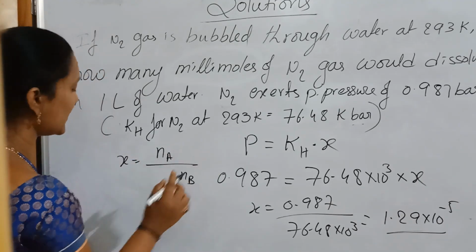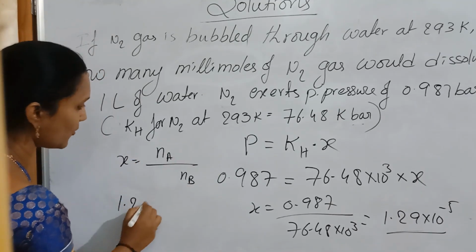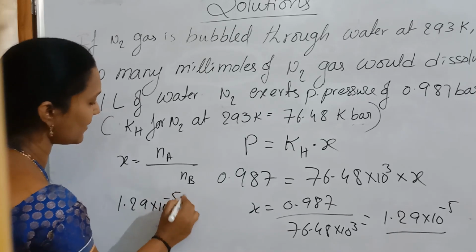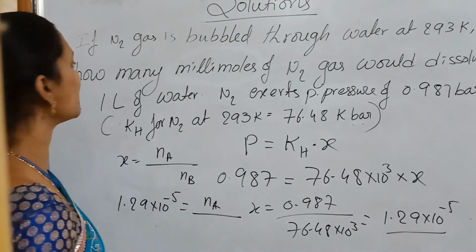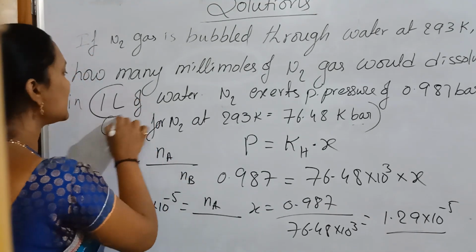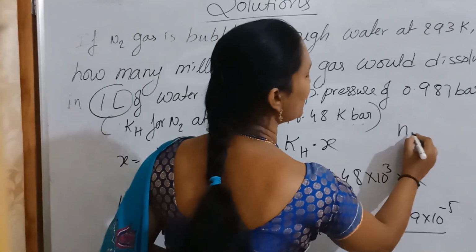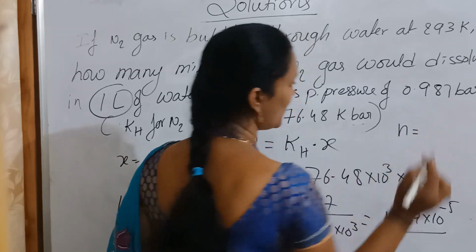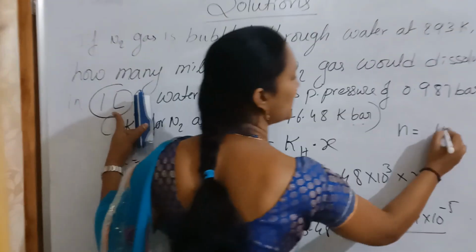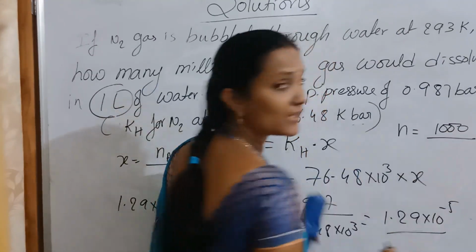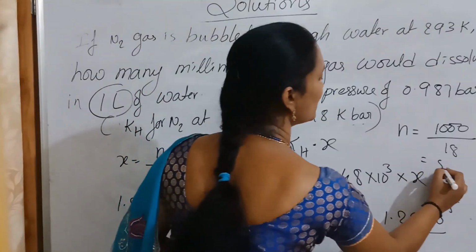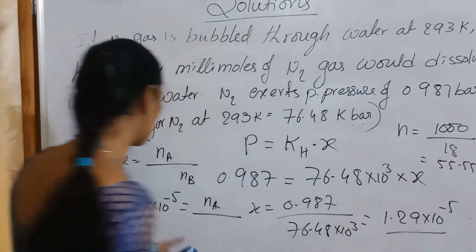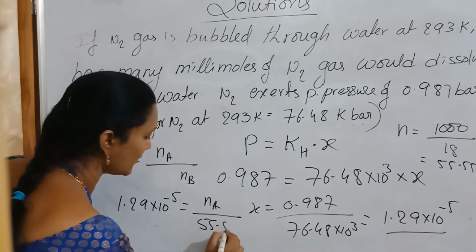Okay. So now what is the formula? X is equal to Na by Nb. What is the mole fraction? 1.29 into 10 power minus 5 is equal to Na by number of moles of water. Number of moles of water, 1 liter of water given. So what is the formula for number of moles? Mass by gram molecular mass. 1 liter is nothing but 1000 grams, by molecular mass of water, 18. It is equal to 55.55.